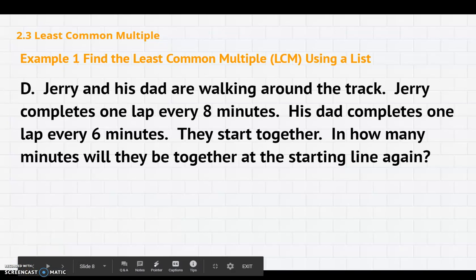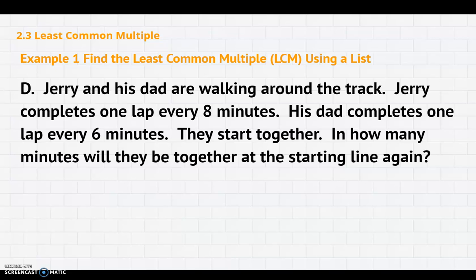Okay, so in order to find how many minutes it will take them, we're going to be finding the least common multiple between 8 and 6. So Jerry's dad's walking a little bit faster than he is. So his dad is going to start lapping him at some point, and they won't stay together the whole time they're walking. So we want to know at what point will they come around the track and meet up at the starting line again. So we need to find the LCM between 6 and 8.